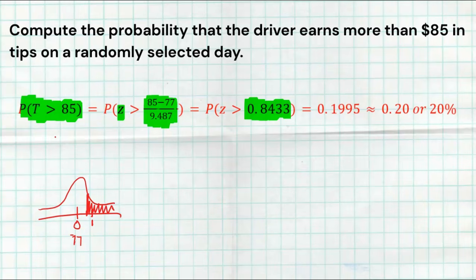So this is where you're going to grab your calculator, TI-84, Numerics calculator, or you can use an old school z-table or some computer program or whatever. But the area above a z-score of 0.8433 is 0.1995. So the probability that he makes $85 or more, or greater than $85, is about 20%. 0.1995 would round pretty close to 20%.